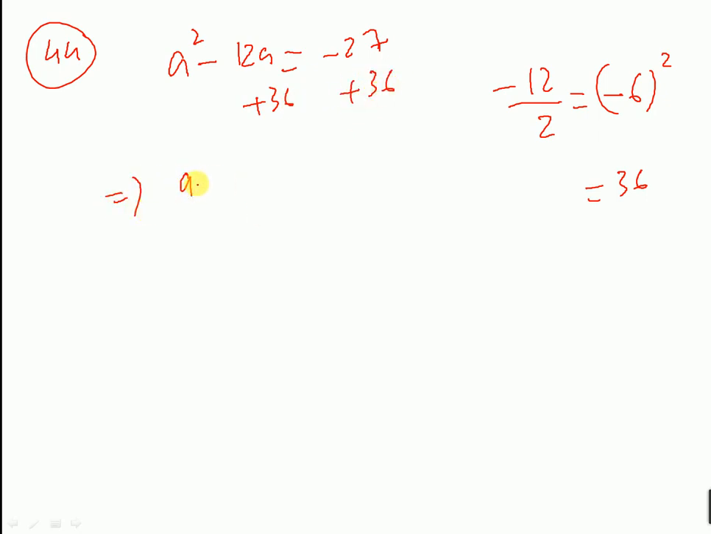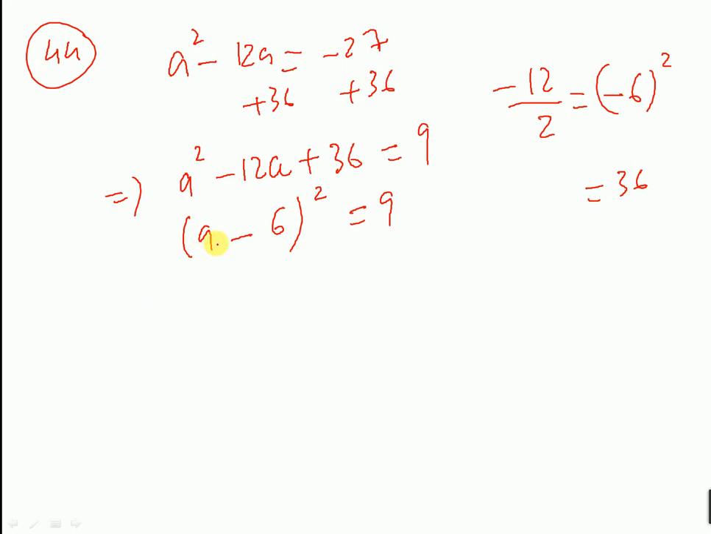Rewrite as a squared minus 12a plus 36. 36 minus 27, that should be 9. And this becomes a, right, plus minus 6, because we take this one and then square. We take the one we had before we squared, which is minus 6. So a minus 6, the whole thing squared, equals 9.